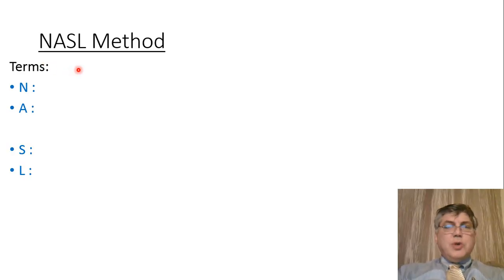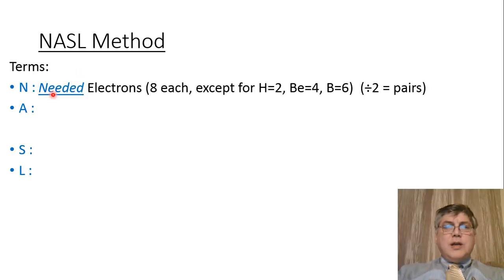The first thing you need to do is just write down the terms. The first term is N for needed electrons. The needed electrons basically means that we're going to follow the rule of 8, or the octet rule. All atoms want to have 8 electrons in their outer valence shell. In ionic bonding, we did that by gaining or losing electrons until the shell was either full or we lost a shell and went back to the previous full shell. Now we're going to get that way by sharing. So every atom wants 8. So if we've got 5 atoms and they each want 8, that's 5 times 8 is 40 electrons.